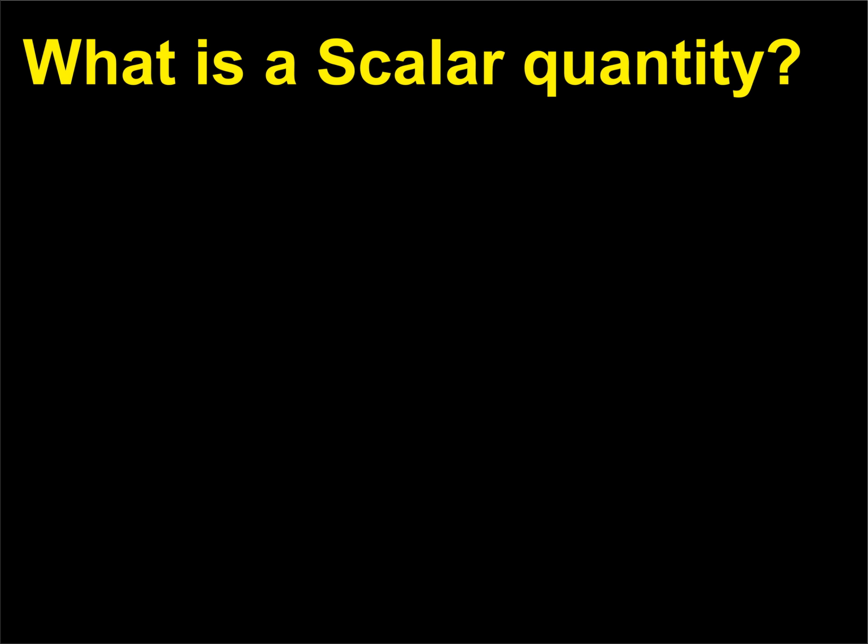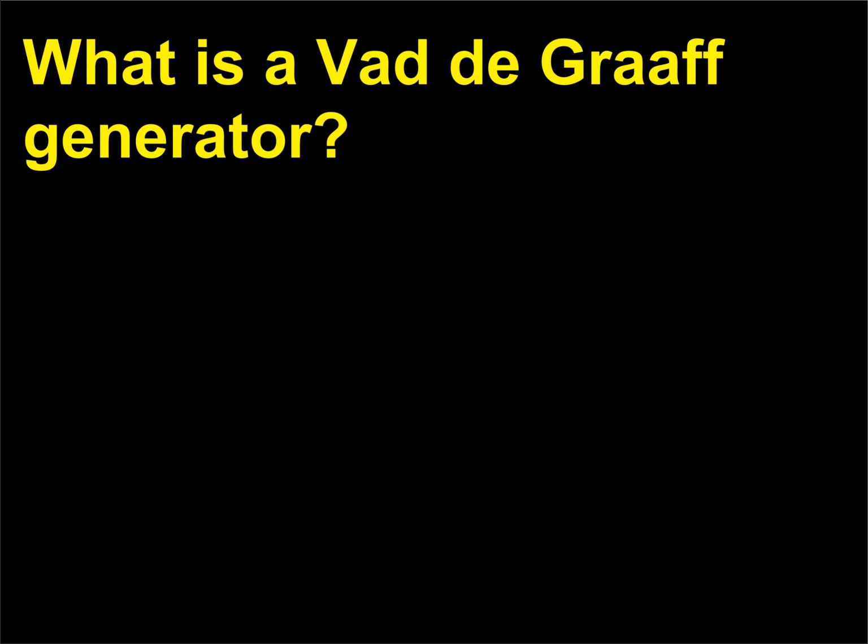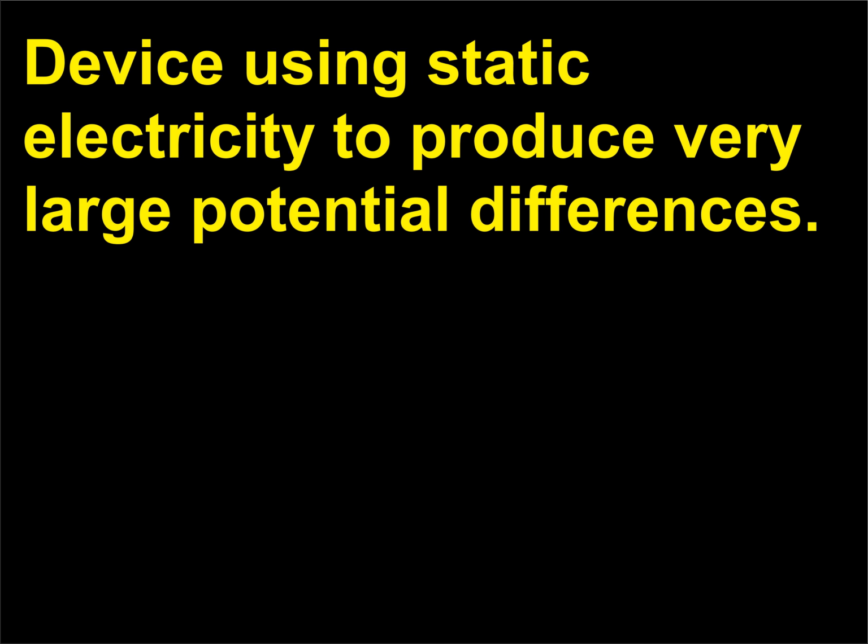What is a scalar quantity? A quantity that has only magnitude, size. What is a Van de Graaff generator? A device using static electricity to produce very large potential differences.